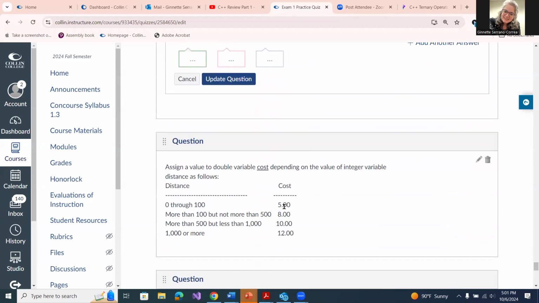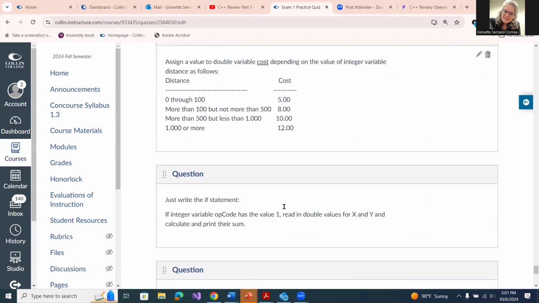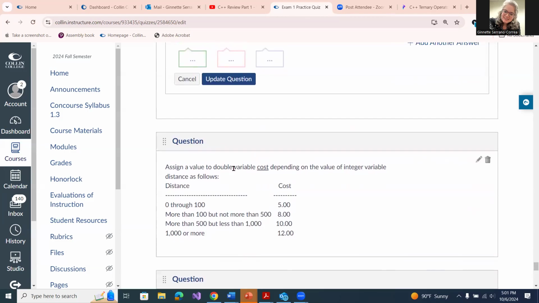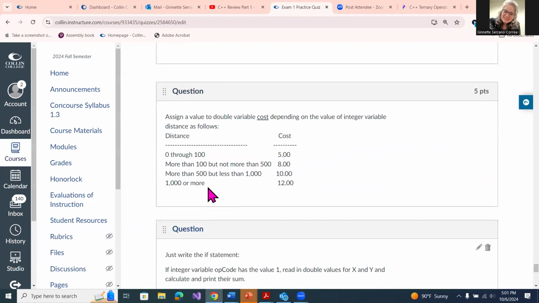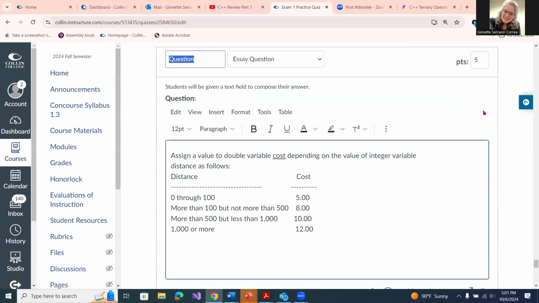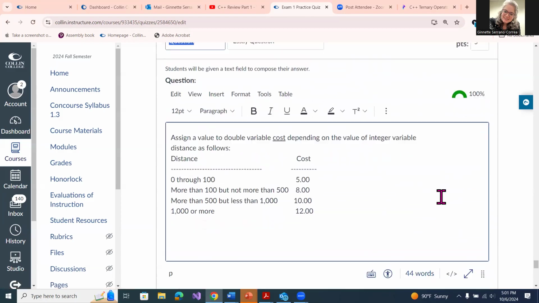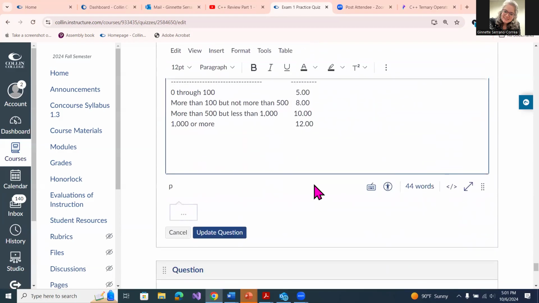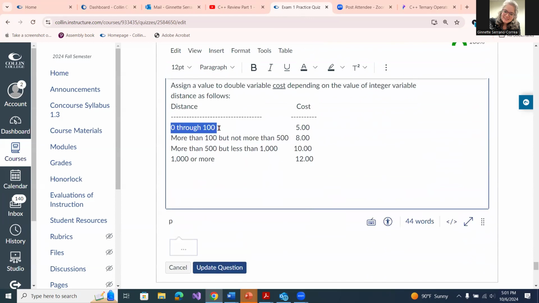Okay, so these are short answer questions. You're going to have several short answer questions. So let's take a look at this one. Assign a value to double variable cost depending on the value of integer variable distance as follows. If the distance is between 0 and 100, you're going to assign $5 to cost. So it's a double variable cost, and we assign 5 to it.